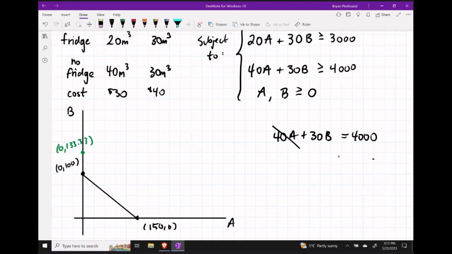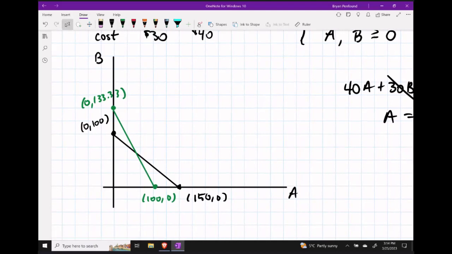And then we'll come back, we'll do the same thing for variable B. Let's assume that variable B is equal to 0, and then we can divide both sides by 40 to get 100. I want to come along the A-axis here and plot 100, 0. All right, and let's zoom in and connect those two dots together to form our second constraint line.